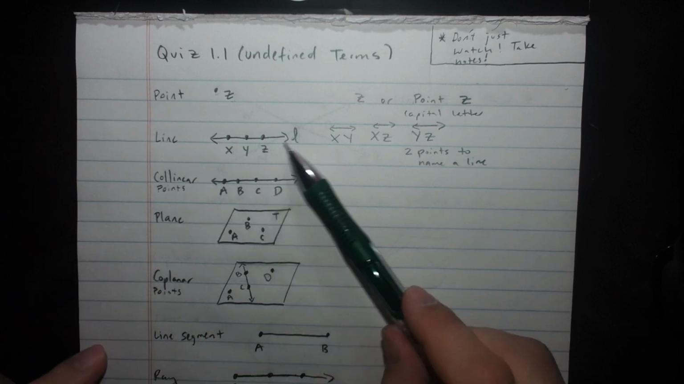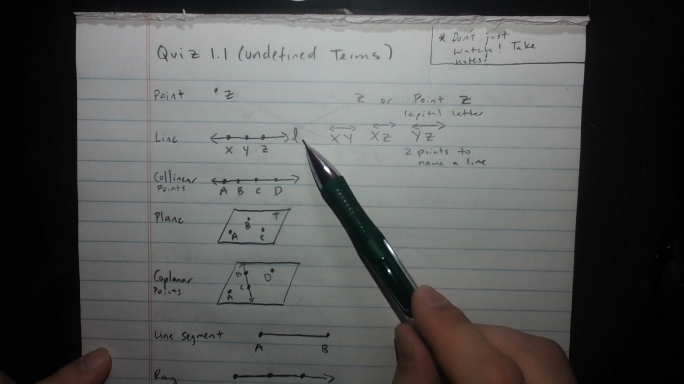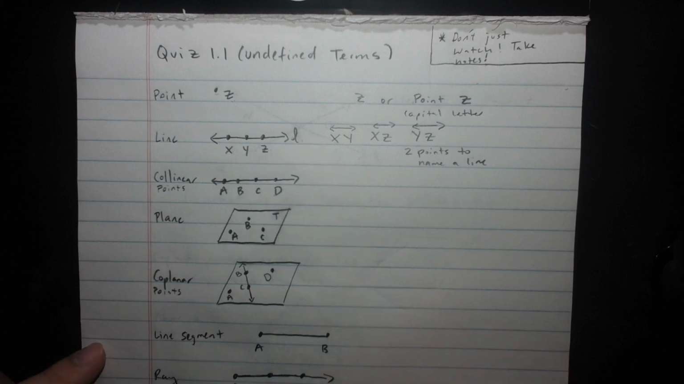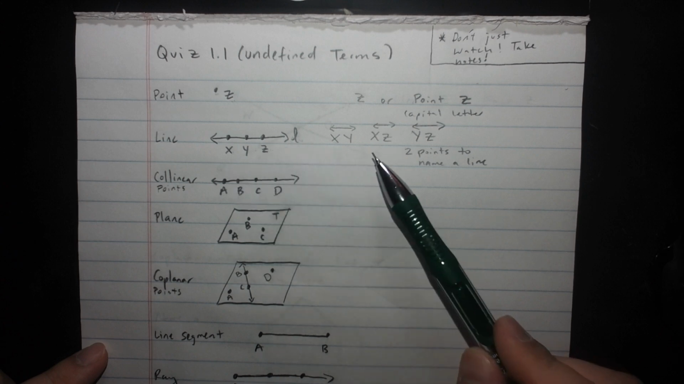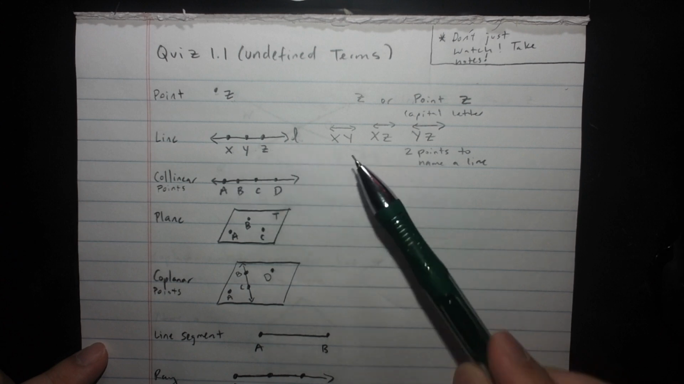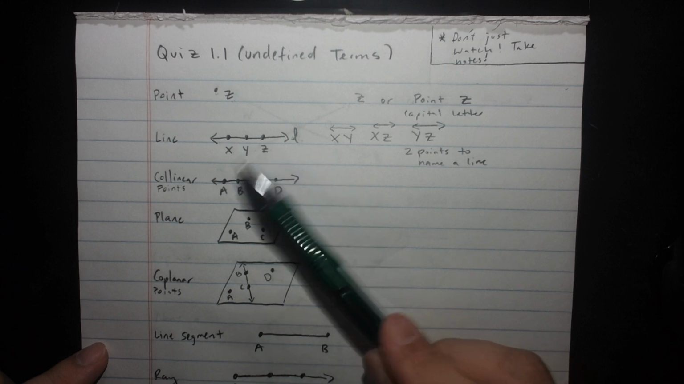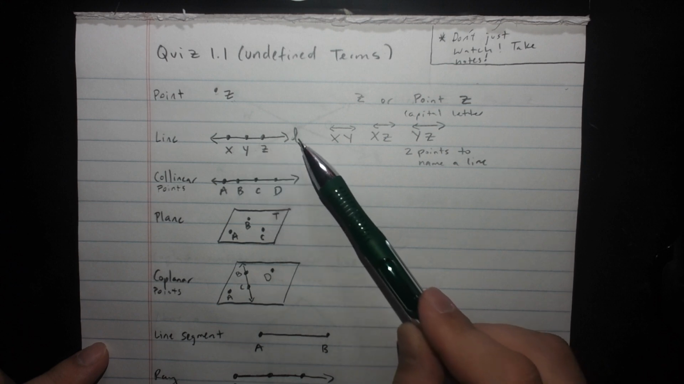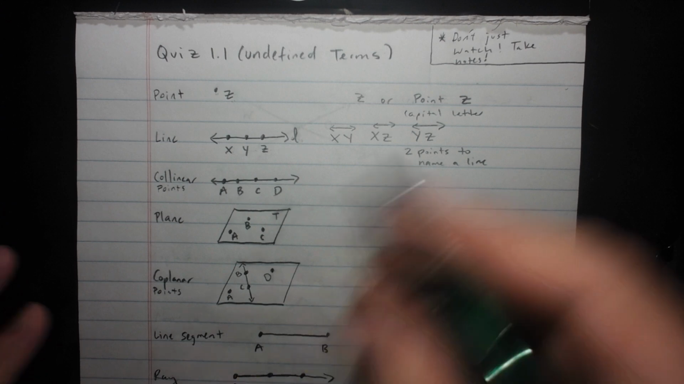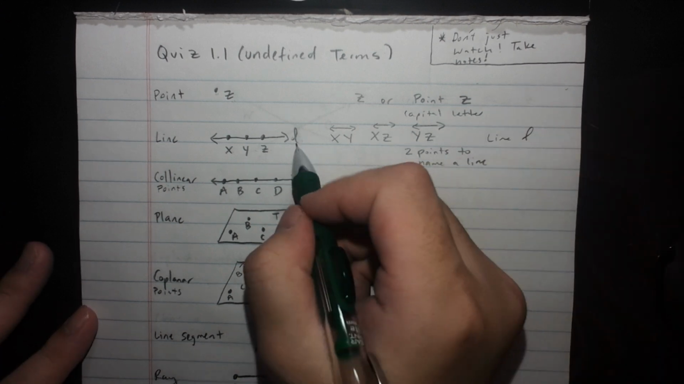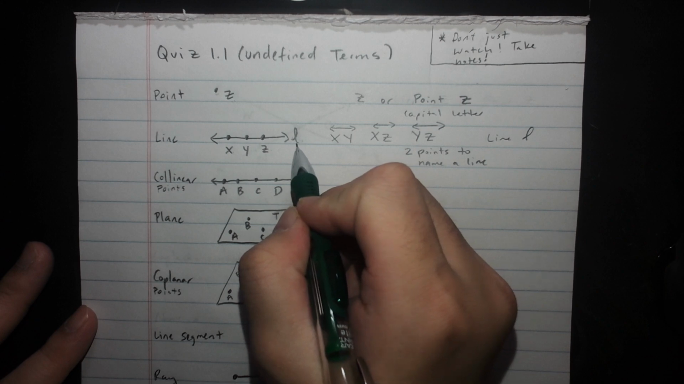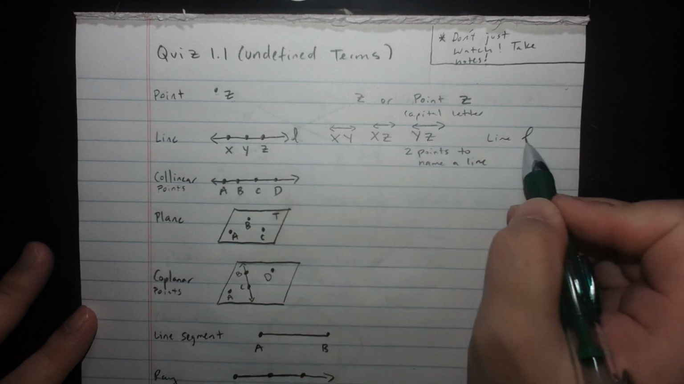But what about this lowercase letter that's right next to the line? Well, you can use this to name the line. You don't need just 2 points to name a line. You can use the lowercase letter right next to the object itself, so we can call this line L, and that's a lowercase letter L. It's in cursive, so this is an L.